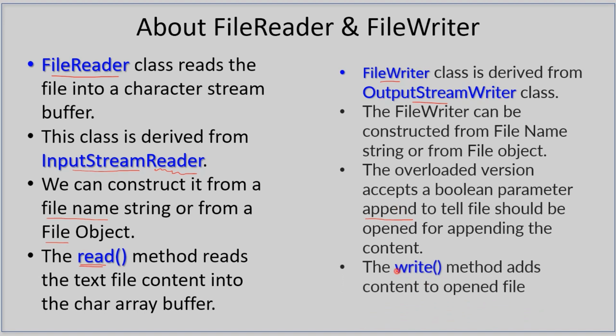The write method adds the content to the opened file. So there is an overloaded version that accepts a Boolean parameter. First you specify what file you want to open, then you can specify true or false. If you specify true, then append mode will be set, and when you start writing the content using the write method, the content will get added towards the end of the file.